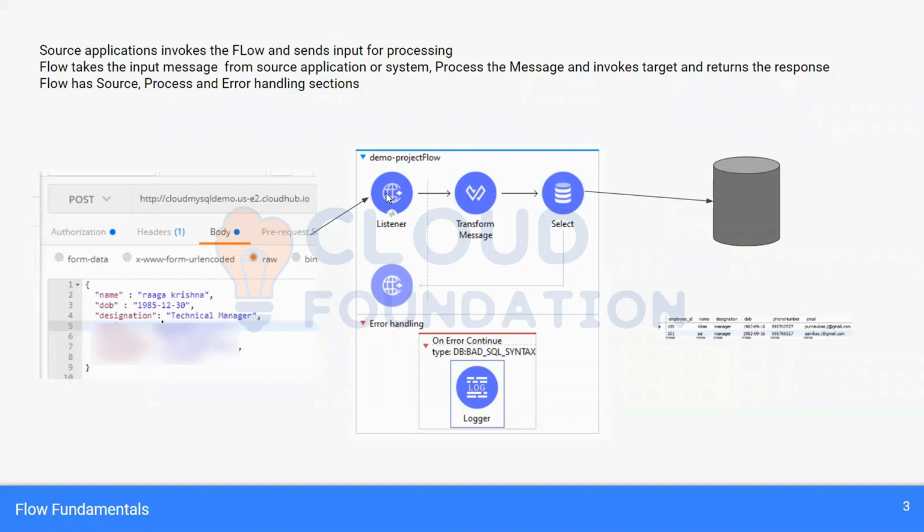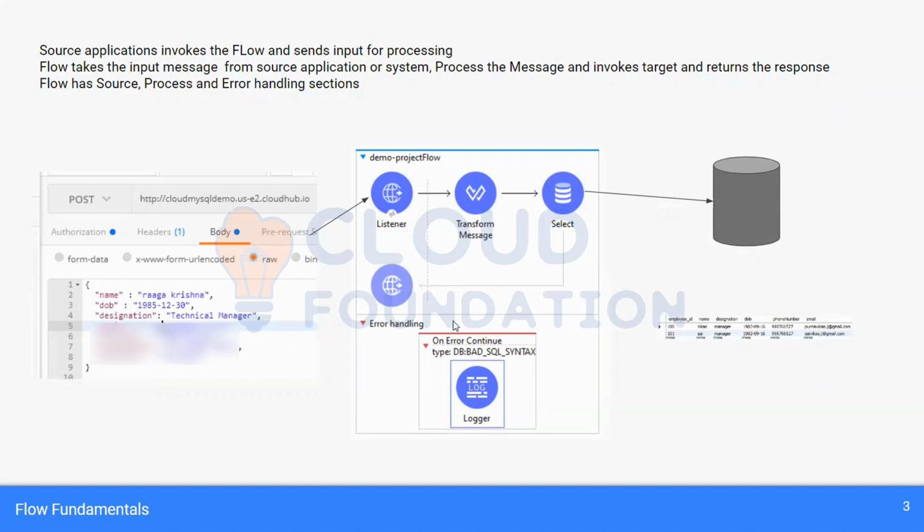If you see, there is some partition here, right? Some dashed or dotted line over here. So this partition, the first area is the source. And after the partition, this area is called the process area. Okay. And down below you can see the error handling area. This is called the error handling section. It's three sections.